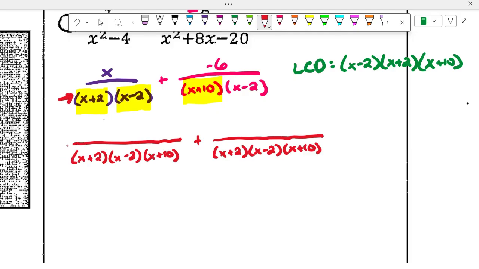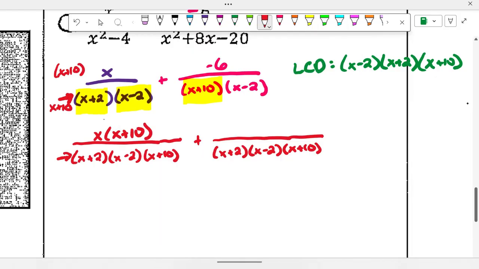Because you're looking at what's missing from that denominator to get this denominator. That's all you got to do. So you'll multiply the top and the bottom by x plus 10. I wasn't going to correct you. I was just about to say something else, but you're good. So this would be x times x plus 10.